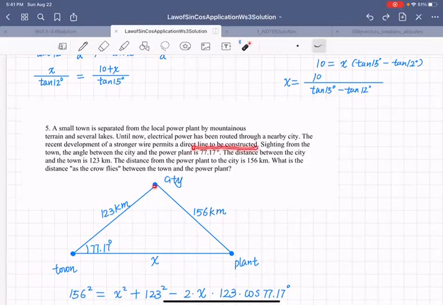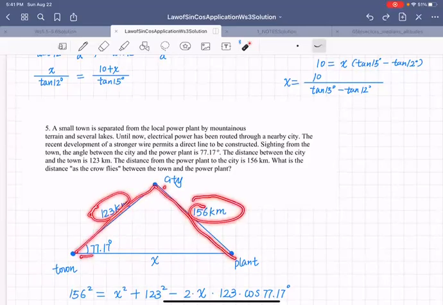The angle between the city and the power plant is 17.17 degrees. And the distance between the city and the town is 123 kilometers. The distance between the power plant and the city is 156. What is the distance as the crow flies between the town and the power plant?